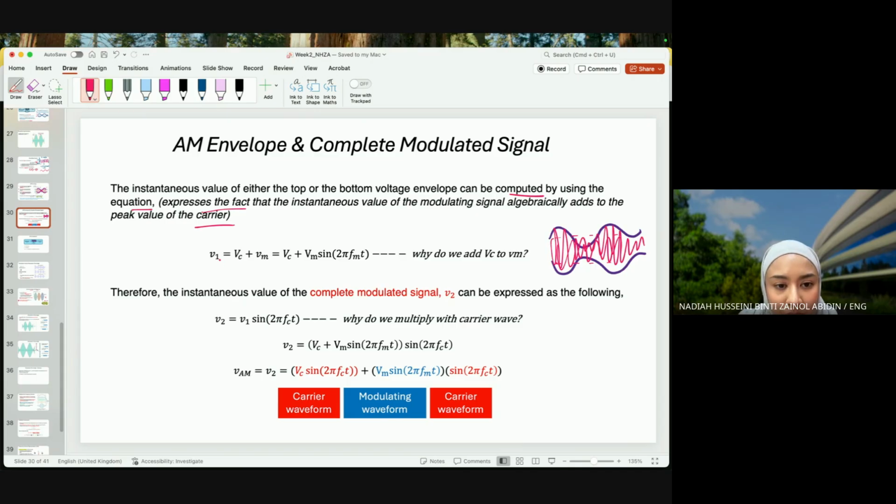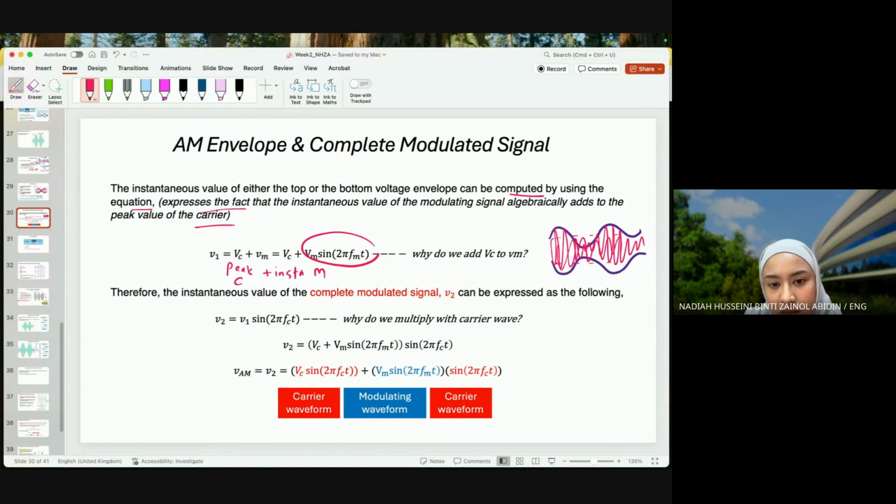First we have Vc, the peak of the carrier wave, plus the instantaneous modulating signal. This is capital Vc, which is a fixed value, and this is not a fixed value, it's a wave. So Vc plus Vm peak sine 2 pi fm t.